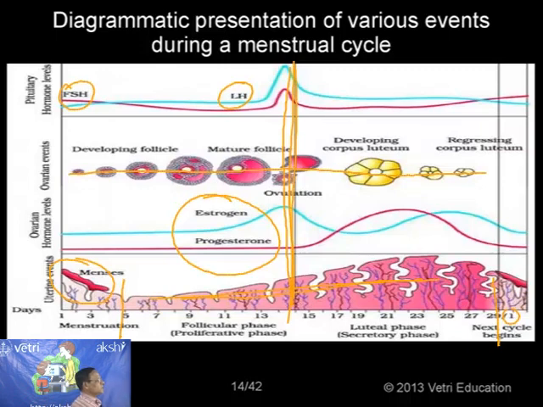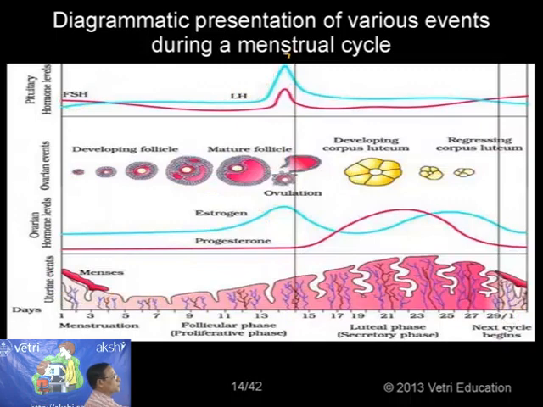Now look at the LH, the green, and then the FSH, the red. You see there is a gradual increase. On day 14, both hormones are more or less reaching the maximum level, and the LH reaches its peak level. That is what we call the LH surge. That is responsible for making the follicle rupture.